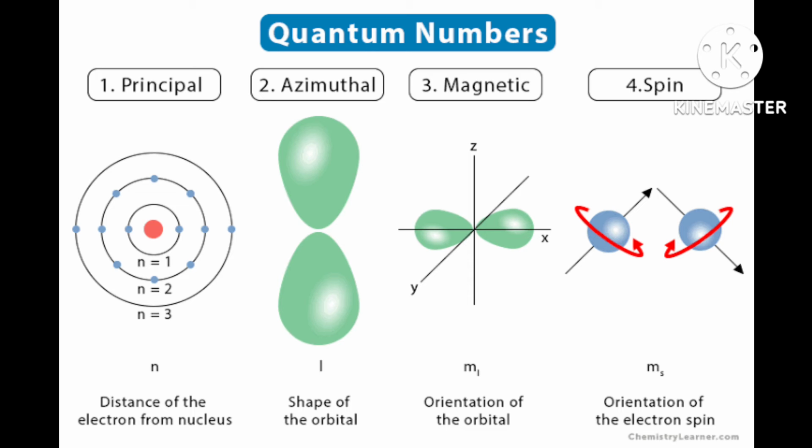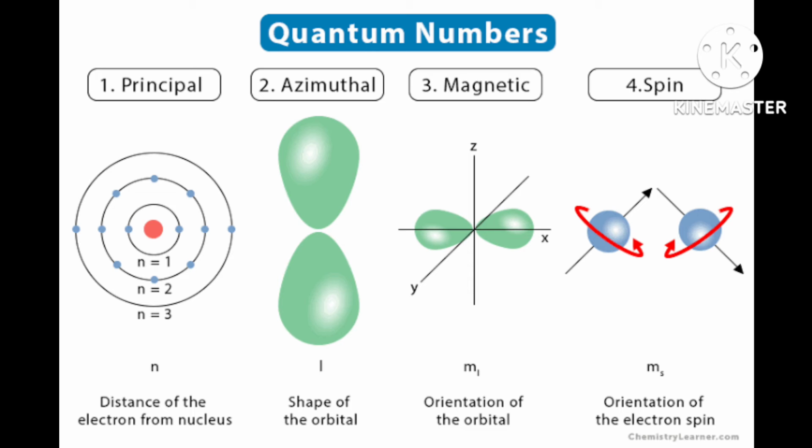Then n is equal to 2, then 2 subcells. What are the 2 subcells? Values 0 and 1. For 0 means s, then 2s, and 1 means p, then 2p. Like that way, if n is equal to 3, then 3 values are there, 0, 1, 2. Then 3s, 3p, 3d. If n is equal to 4, then 4 values are there, 0, 1, 2, 3. Then 4s, 4p, 4d, 4f.